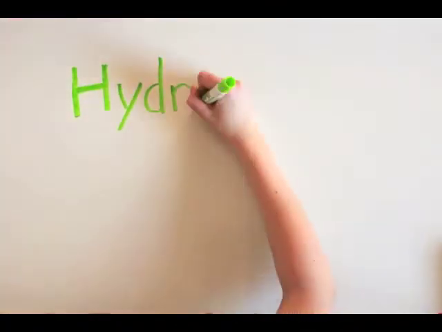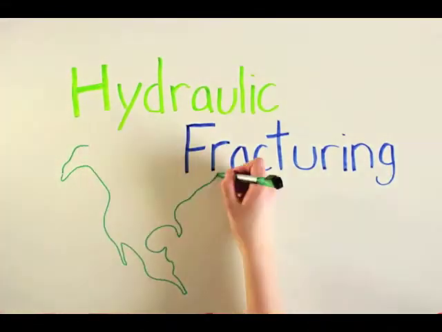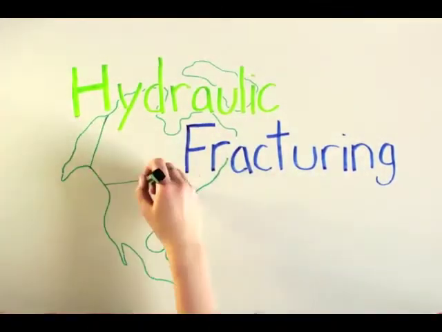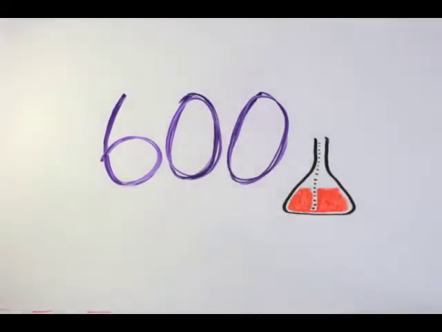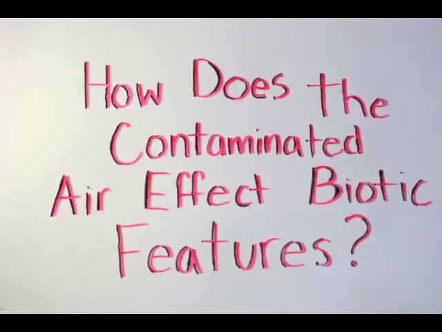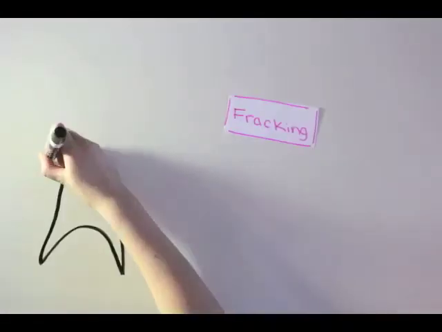Hydraulic fracturing has become a well-known industry across North America that has been around for over 60 years, but has only been used extensively in the last decade. Over 600 chemicals are used in this process. So, how does the contaminated air from fracking affect surrounding biotic features? Well, first of all, what exactly is fracking?